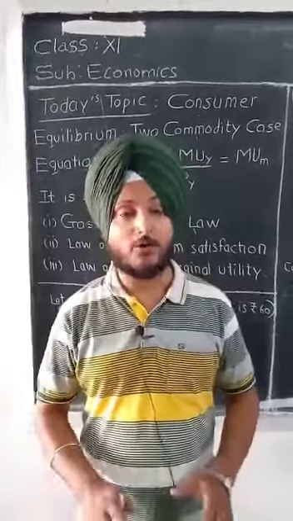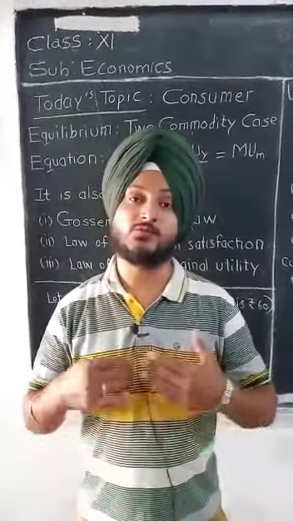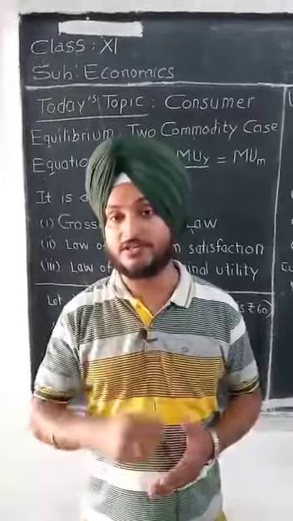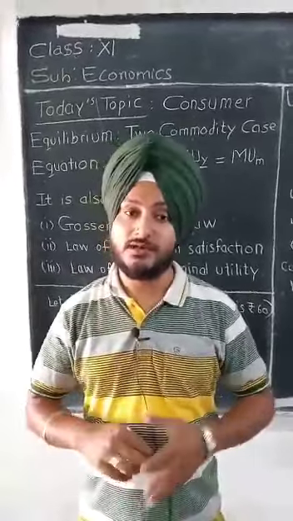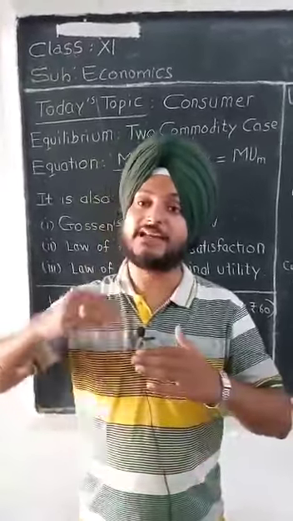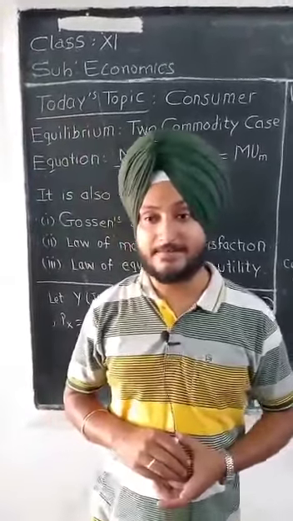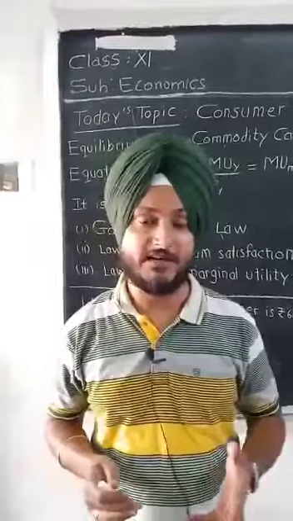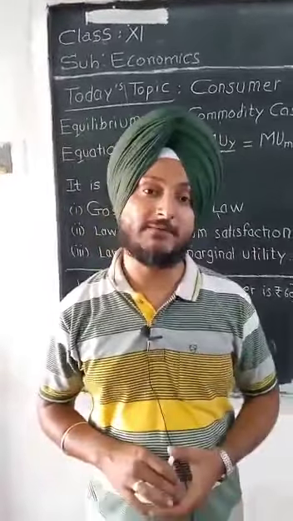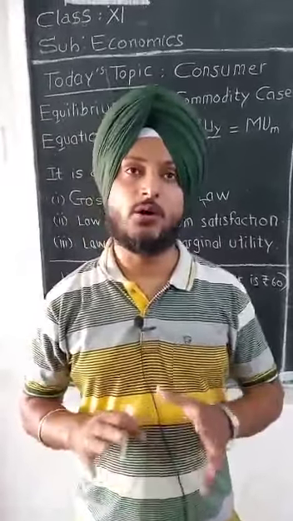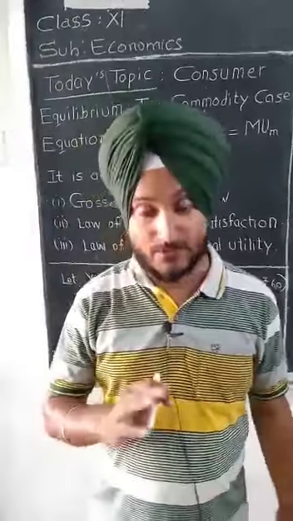It means how much quantity of one commodity a consumer should consume so that he can maximize his satisfaction. So this was our concept number 1 which we have completed. Before that video we had the law of diminishing marginal utility, another important concept.